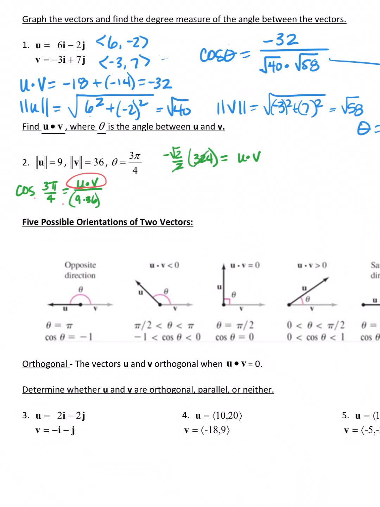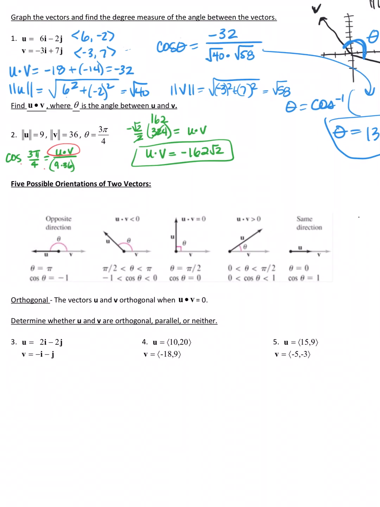Divide that by 2, and I get 162. So then I know that the dot product of u times v is negative 162 square roots of 2. And I can leave my answer like that, or you can go ahead and multiply it out, whatever floats your boat. All right? Now, let's look at this next section.